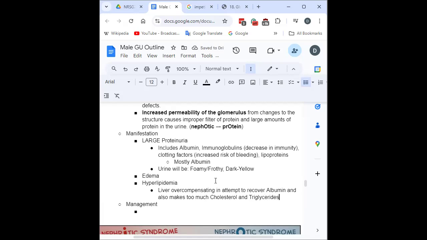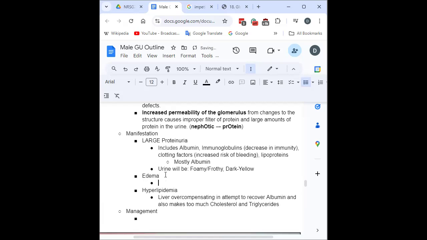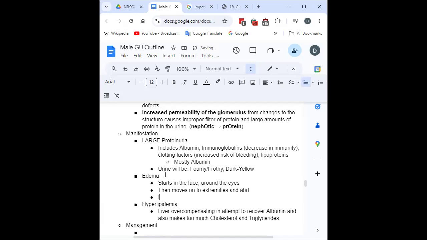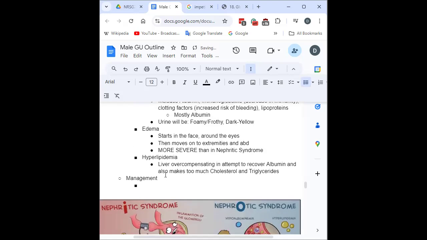Cool. And then for edema, I'll specify that it starts in the face, around the eyes, then moves on to extremities and abdomen, and it's more severe than in nephritic. And now we can move on to the management.